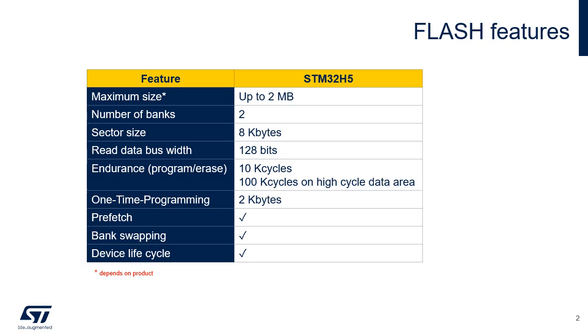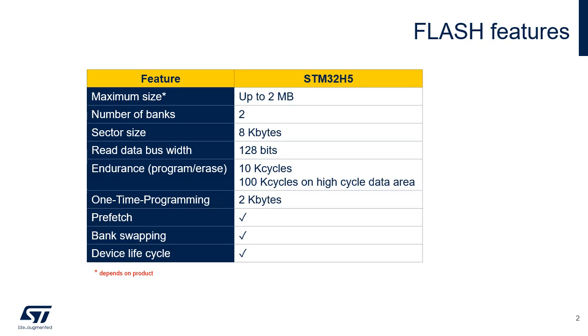It also embeds a one-time programming area of 2 KB. The flash read data bus width is 128-bit. STM32H5 always supports a dual bank architecture. The swap bank option in the user option bytes is used to swap bank 1 and bank 2 addresses.